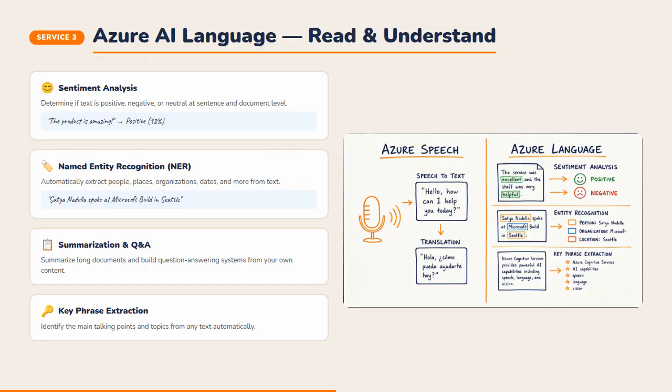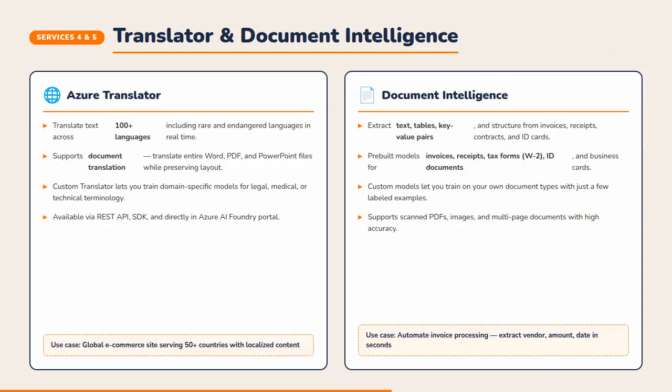Slide 7. Translator and Document Intelligence. Azure Translator handles text translation across more than 100 languages in real time. It also supports full document translation. Translate entire Word, PDF, and PowerPoint files while preserving the original layout. Custom Translator lets you train domain-specific models for legal, medical, or technical terminology. A great use case? A global e-commerce site serving 50-plus countries with fully localized content.